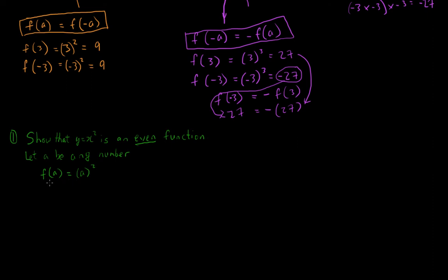So what about f of minus a? Well, f of minus a is equal to minus a all squared. But these two end up being the same. So therefore f of a is equal to f of minus a. And that's this rule here. So we can say then that therefore y is equal to x squared is an even function.